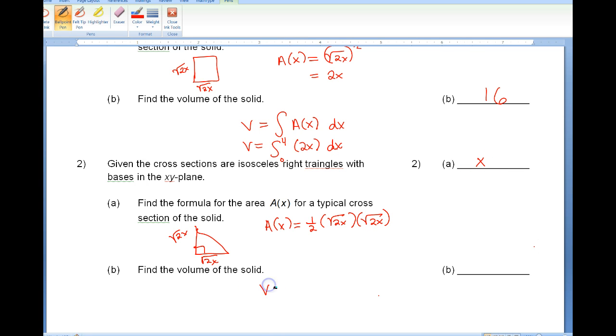Sorry. And then the volume, I'm making myself clear enough. The volume is going to be from 0 to 4 of x dx. This one you definitely shouldn't need your calculator for. What do we get? 4. No, it's x squared, x squared over 2.